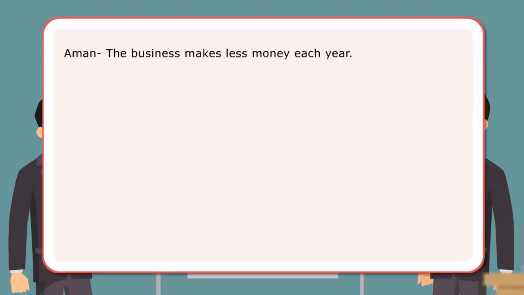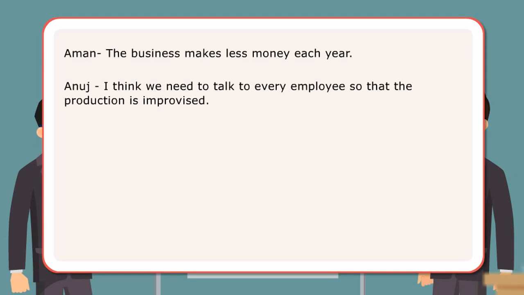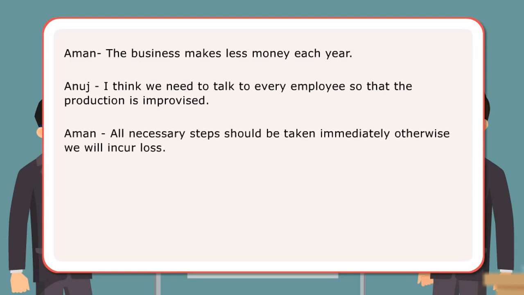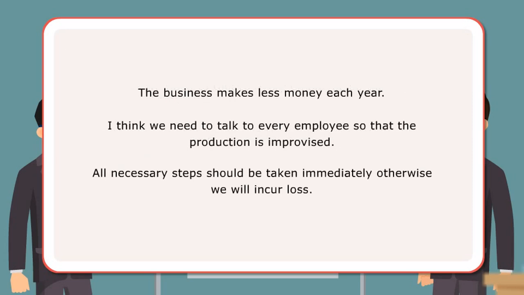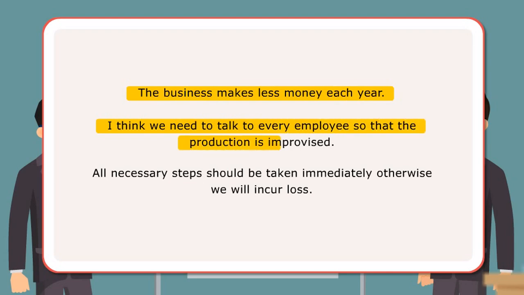In the conversation, Aman and Anuj have used the determiners each, every, and all with countable nouns. Here are the example sentences. The business makes less money each year. I think we need to talk to every employee so that the production is improved. All necessary steps should be taken immediately, otherwise we will incur loss.